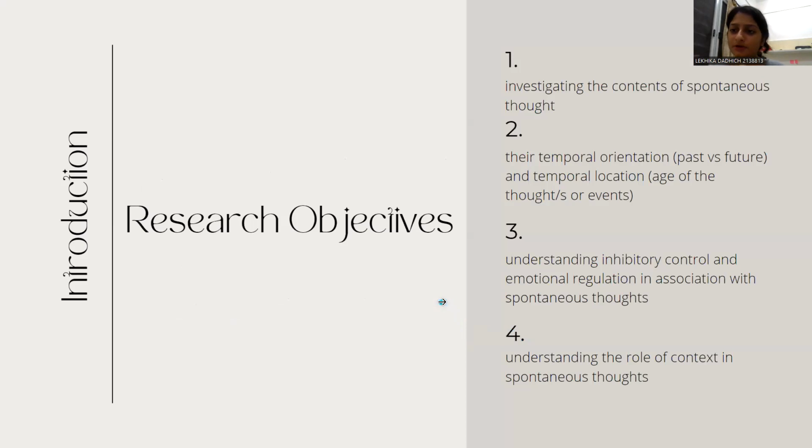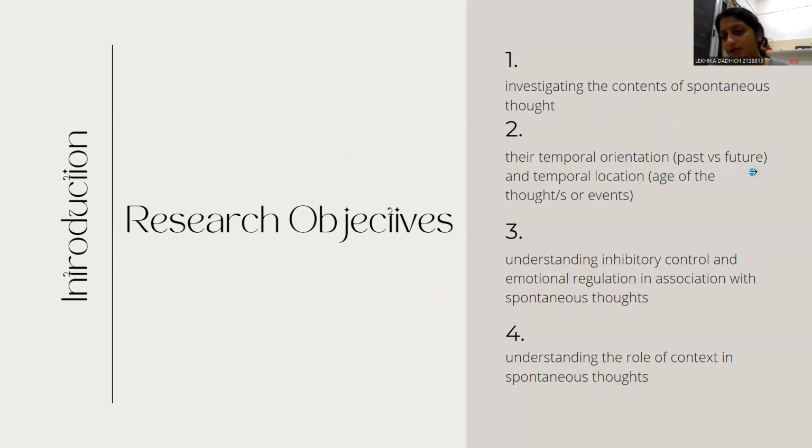Now talking more about the research, what I really want to understand is that people have these really spontaneous thoughts, right? Sometimes they're thinking about the future, sometimes about the past, or about the present, because our brain never stops thinking. We're always having these thoughts. So what I really want to understand is what the contents of these thoughts are, and what the temporal orientation of these thoughts is.